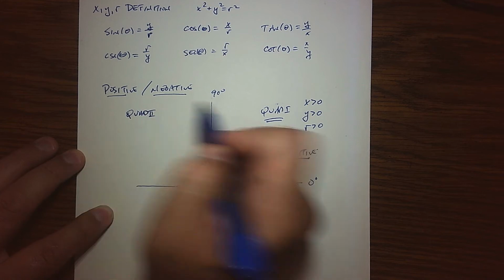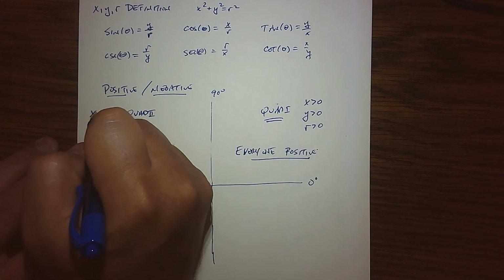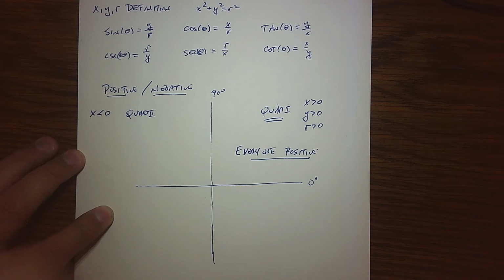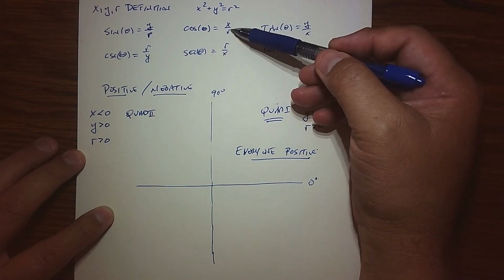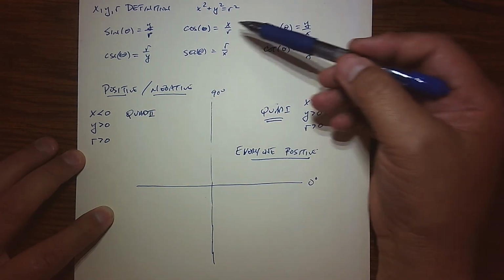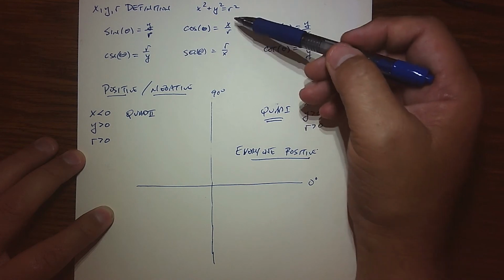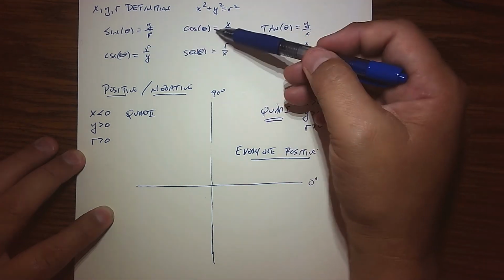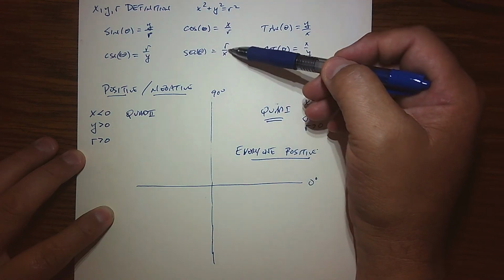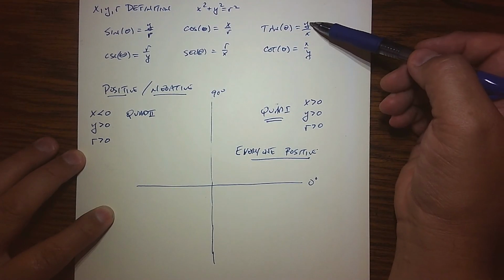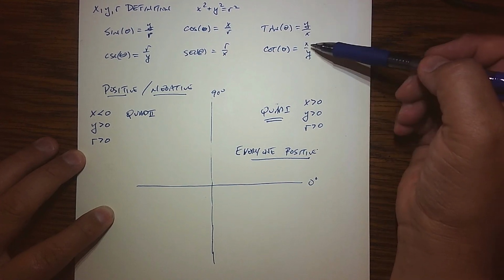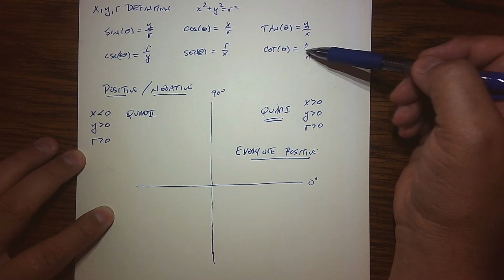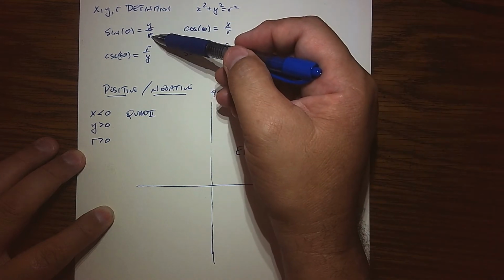Okay, so here's where things start to get interesting, because in this quadrant, our x is now negative. Our y coordinate is still positive, and r is always positive. So when we look at what goes on here, anything that involves x, since everybody's positive except x, is going to make everybody negative. So we have a negative divided by a positive, so cosine's negative. We have a positive divided by a negative, secant is negative. We have a positive divided by a negative, tangent would be negative. And we have a negative divided by a positive, so cotangent would be negative.